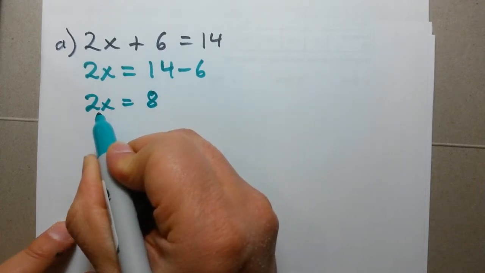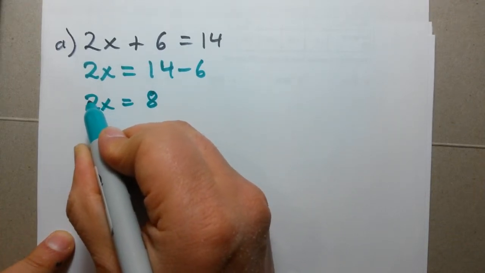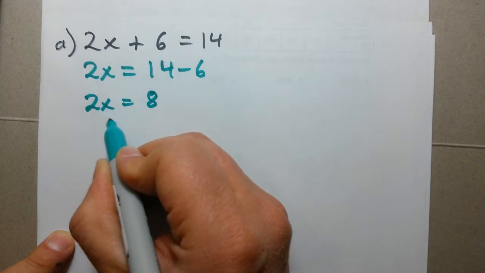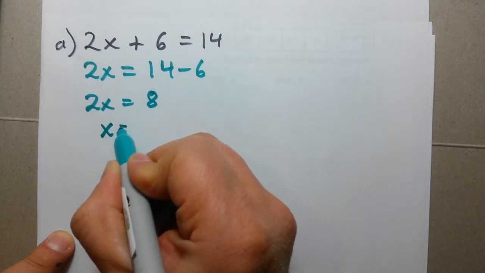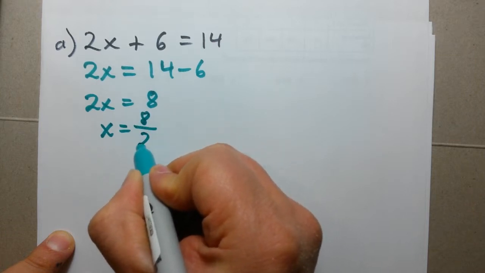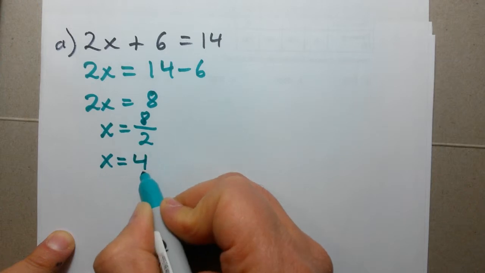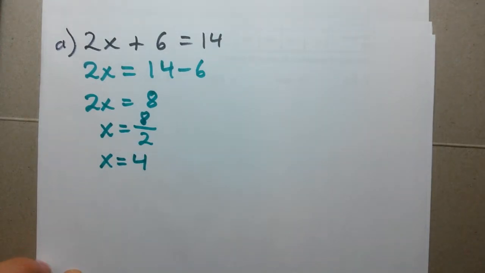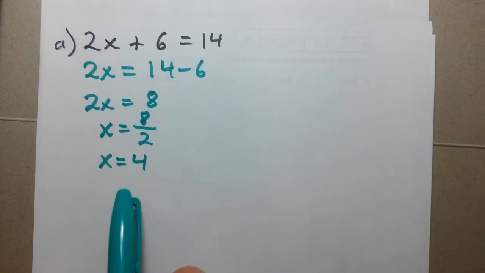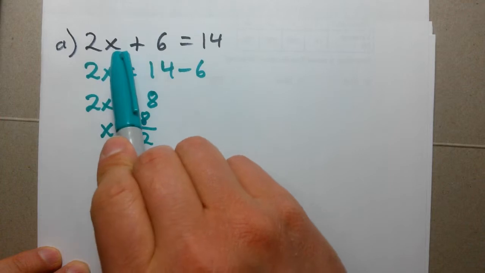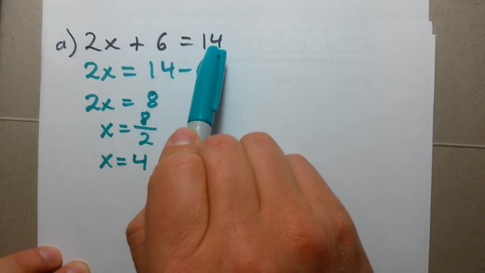Now we need to move the 2 to the other side. Well, the 2 here is multiplying x, so when it's multiplied here, it will be dividing on the other side. So we end up with 8 over 2. Well, 8 over 2 gives us 4. Now this means that x equals 4. This means that if we substitute the 4 in this expression, we should get 14.